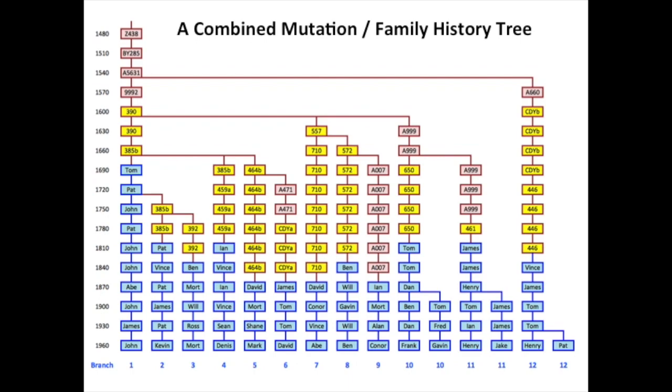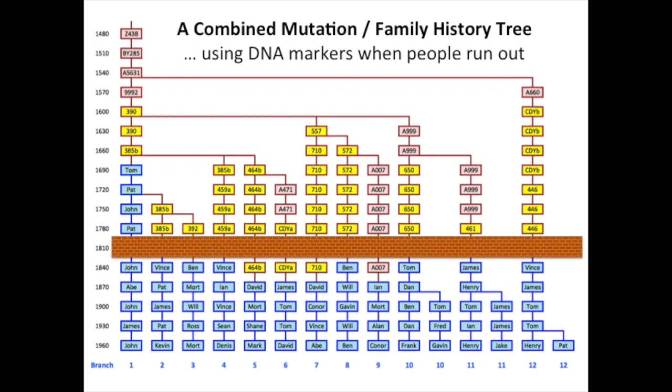So it really is a method of combining SNPs and STR markers with known genealogies, using DNA markers when the people run out. Because most of us, like I say, have this brick wall, and especially if you're doing Irish or English research, well, Irish research will end around about 1800. With English research, you can get back maybe into the 1600s, maybe into the 1500s. With American research, if you've got colonial American ancestry, you can get back into the 1600s pretty well.